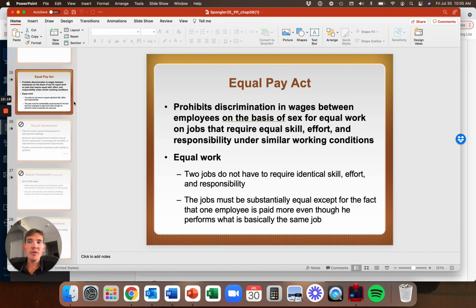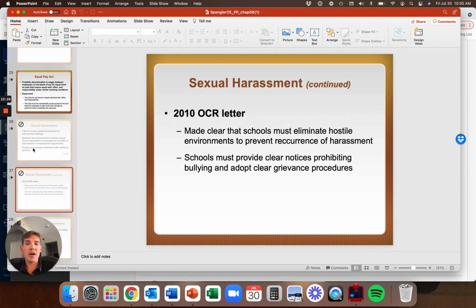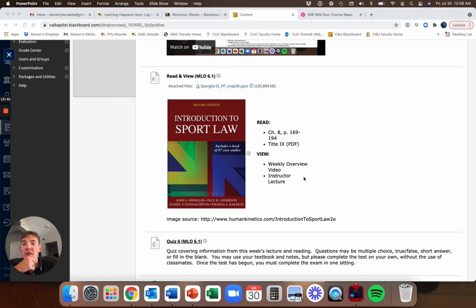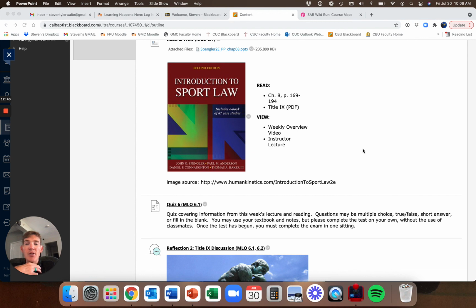So anyway, that's kind of how Title IX came into effect. A lot of background history on it. There's a little bit of stuff about sexual harassment and how Title IX covers that. And then as far as your facility, when you're thinking through the burdens of Title IX, some risk management implications to think about, and a lot more to dig into in the textbook as well. So make sure you get into the reading.